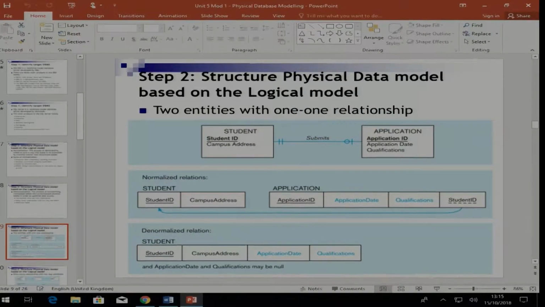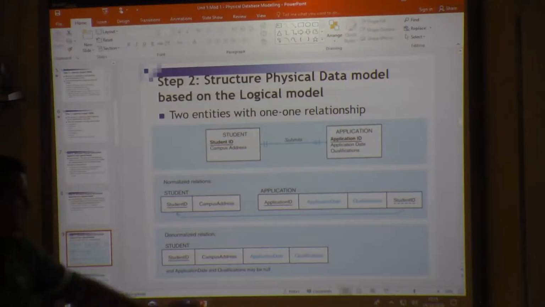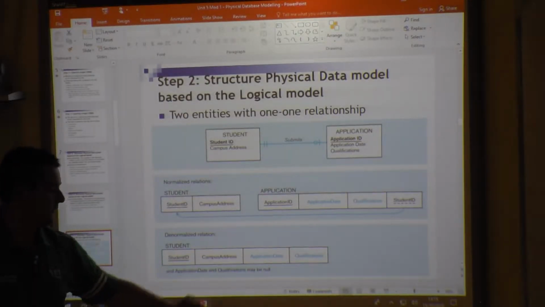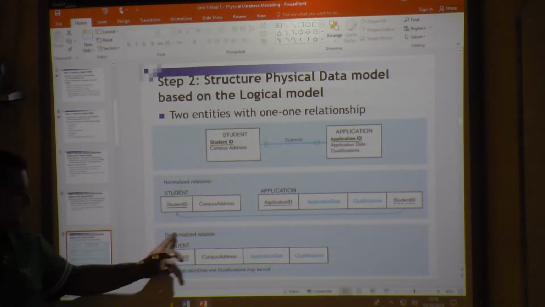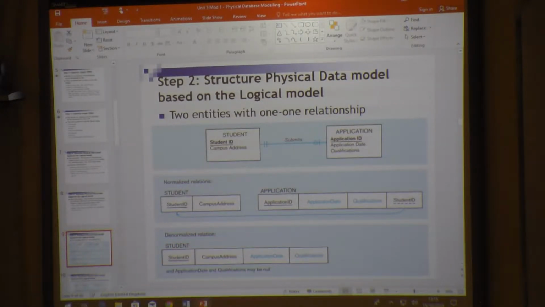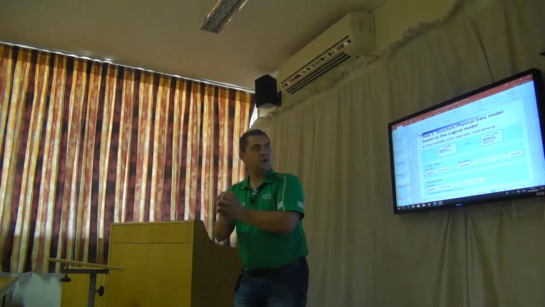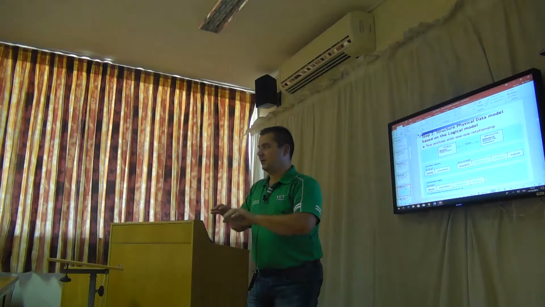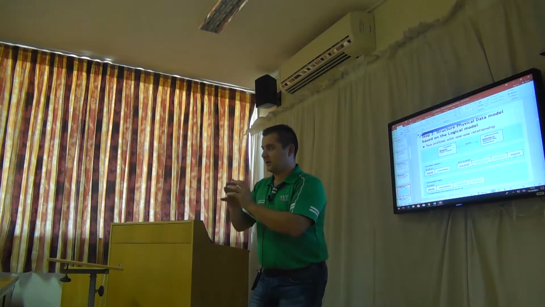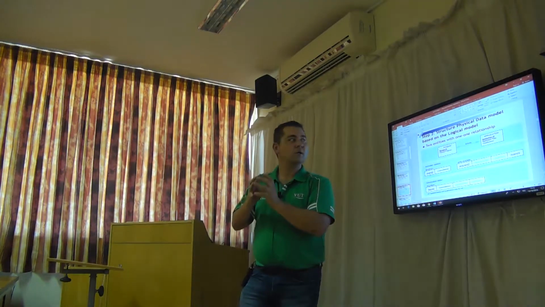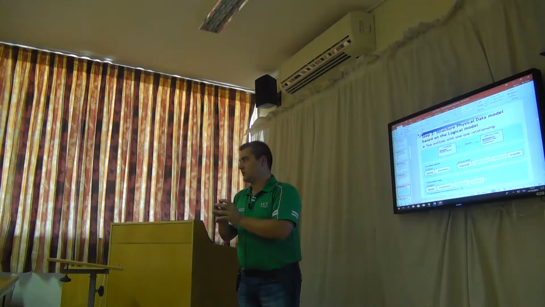So for example, if we have two entities, a student and an application, and a student can place an application, what are we seeing here from this? We can denormalize it by placing the application date and the qualification inside the student. So ultimately the student becomes a bit bigger. Initially, if you had normalized it, you would have two tables. Now we're just going to have one table for the student. But the attribute information will be captured in there also.